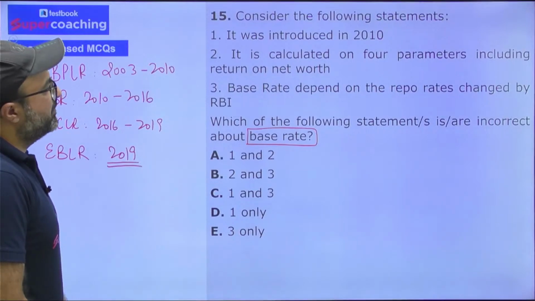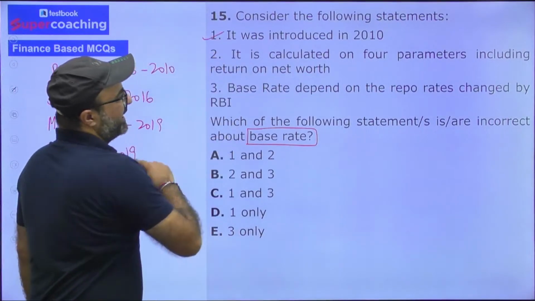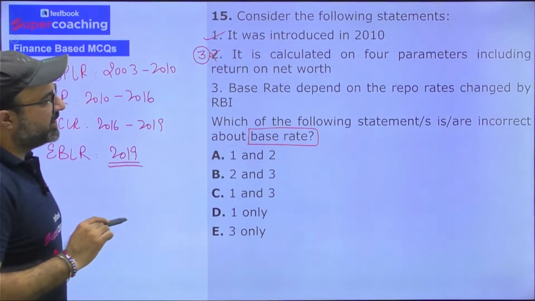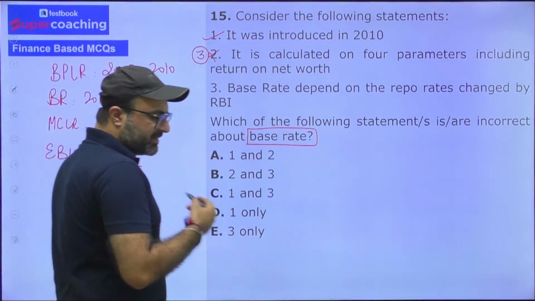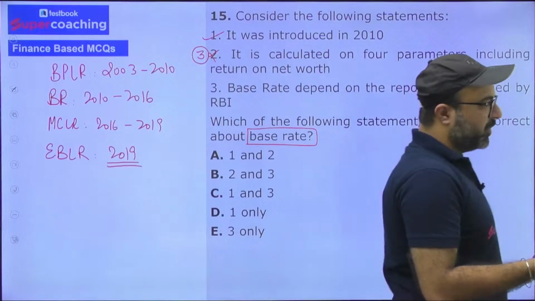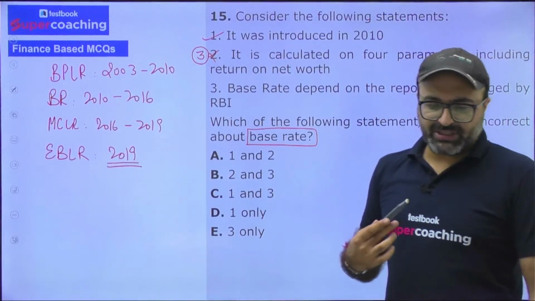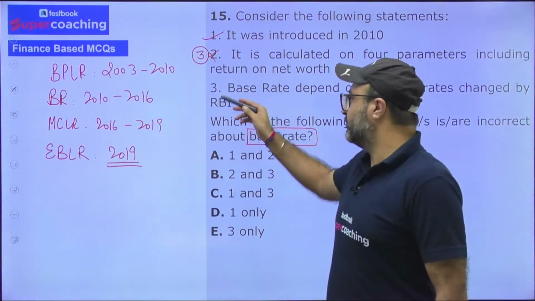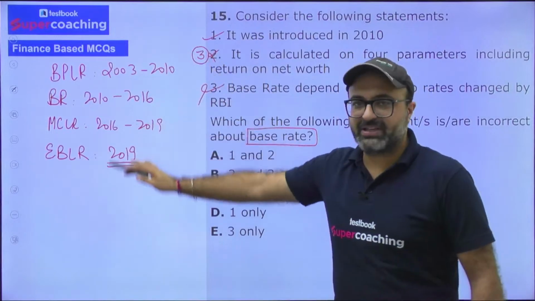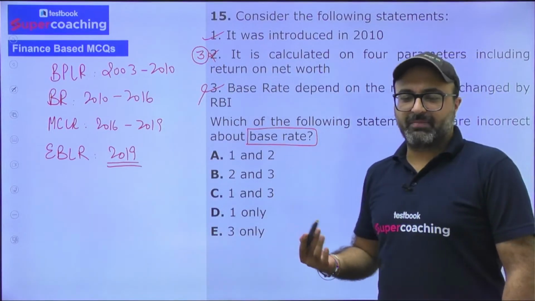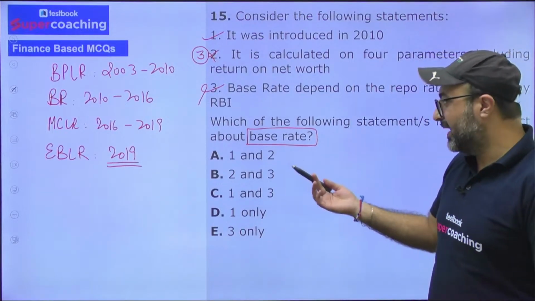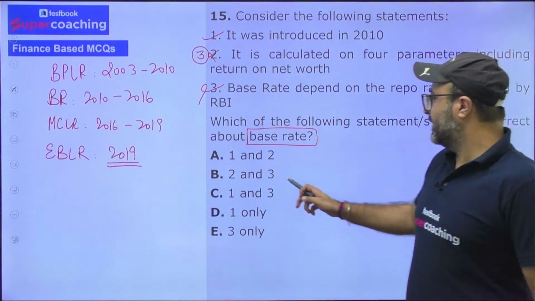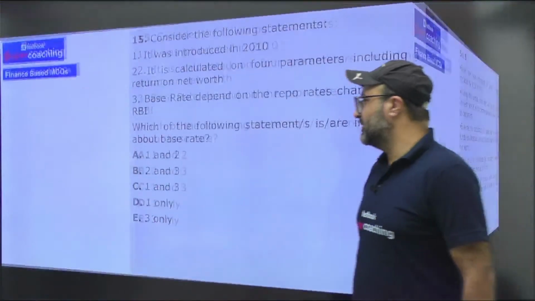So in 2010 base rate was introduced. This is correct. It is calculated on 4 parameters. No, sir, it is calculated on 3 parameters. Base rate depends on the repo rate changed by RBI. When RBI changes the repo rate, its impact should be visible on the base rate, but that eventually was not happening, because of which base rate was replaced by MCLR, and even then it was not reflected much in MCLR, so MCLR was replaced by EBLR. So the answer to this question, the incorrect statements, 2 and 3 are incorrect, so option B is the correct answer.